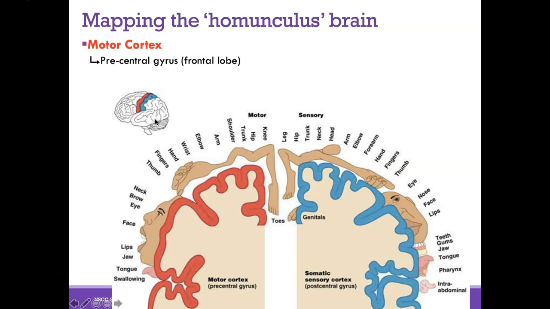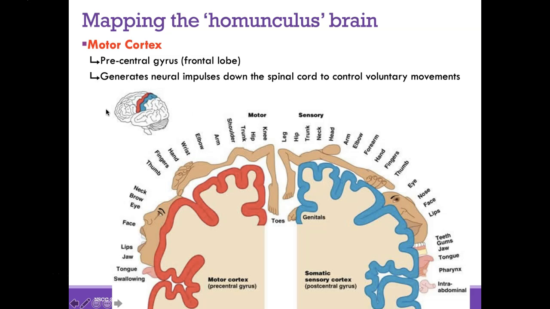Just rostral. So in blue was the somatosensory cortex. In red, the precentral gyrus, which is part of the frontal lobe, is called the motor cortex. The motor cortex is part of the frontal lobe, the precentral gyrus, and this is where all of our voluntary movements come from. These motor neurons communicate through the spinal cord and control the execution of voluntary movement. So these neurons over here will go to these corresponding places in the body.